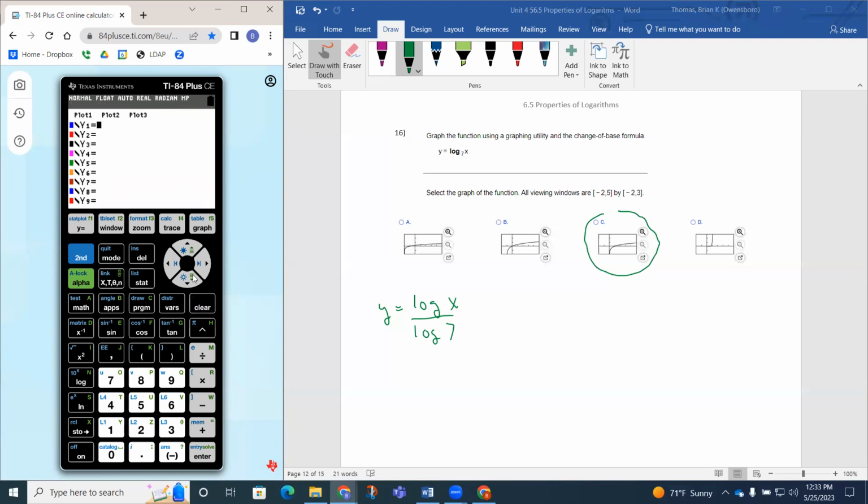Now remember, we don't actually have to use the change base formula. We actually have a special button on our calculator. If we hit the math button and go up to that log base, we actually can just type it in as is, a 7 and an x there. And if I graph, notice it gives me the exact same graph. So you don't necessarily have to use the change base formula because of that special button in our math menu.